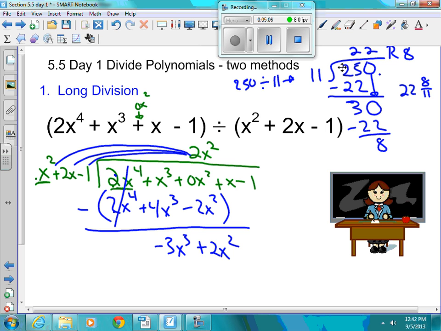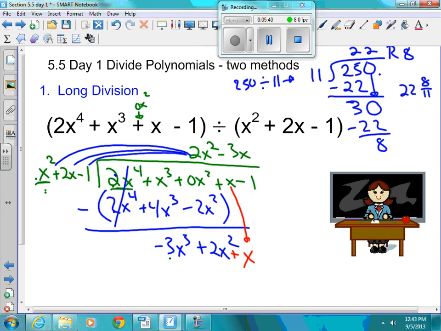Are we done with this? Is this it? Do we put a remainder? Not yet, because we still have terms out here. We have this x, so we have to bring down a positive x. And the whole thing starts over again. So x squared and negative 3x to the third. What is negative 3x to the third divided by x squared going to give us? Well, negative 3 divided by 1 will be a minus 3. x cubed divided by x squared is x.